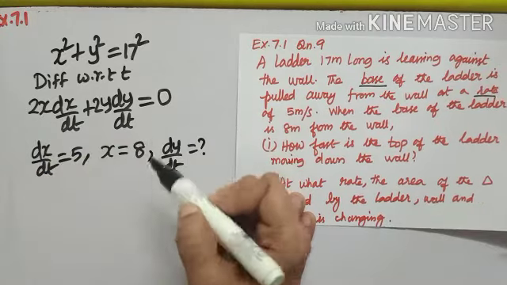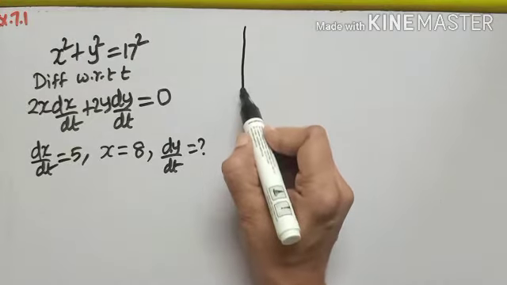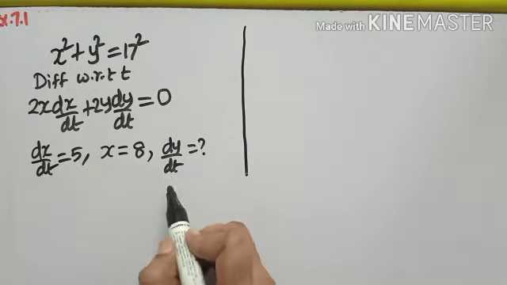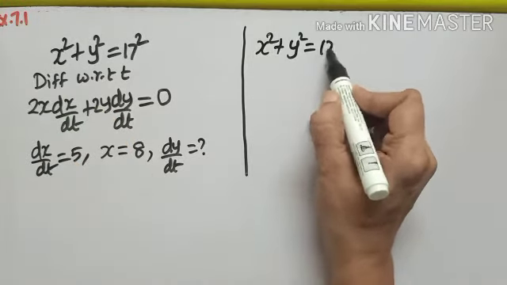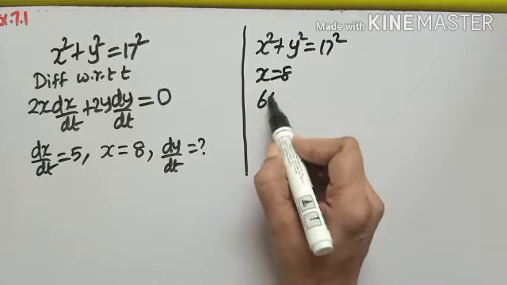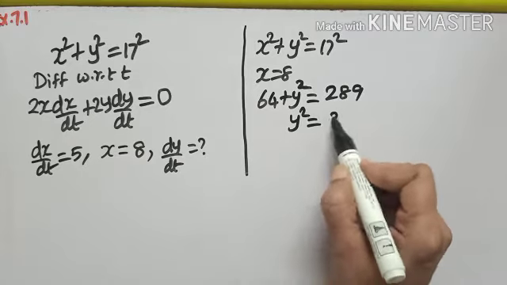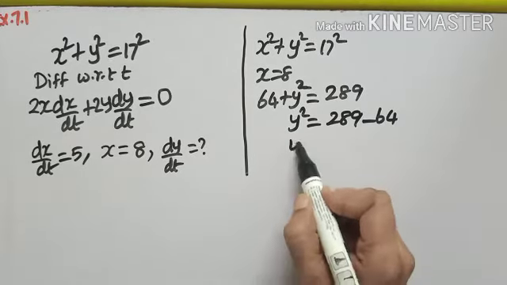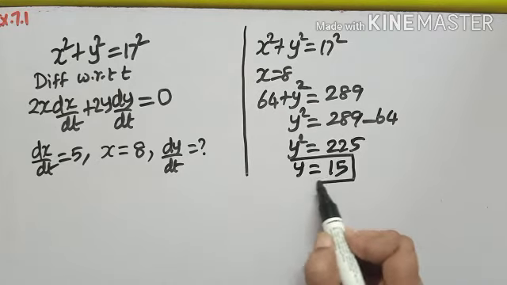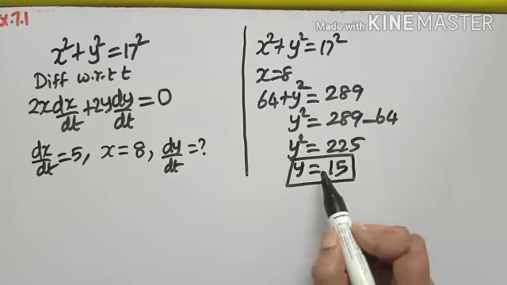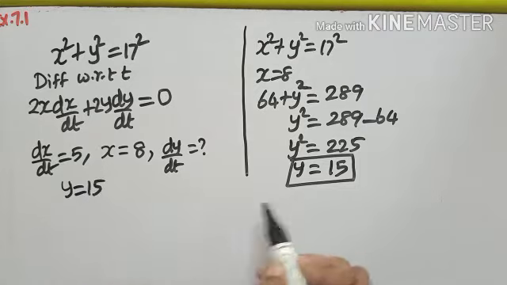Let us substitute in this and find that out. Before that, I need to know what is y. My question is only dy by dt. Put x equal to 8 here and find what is y. When x is equal to 8, 64 plus y square equals 289, or y square is 289 minus 64, that is 225. y equals 15. Consider only the positive sign as it is height. So I get y equals 15 from here.